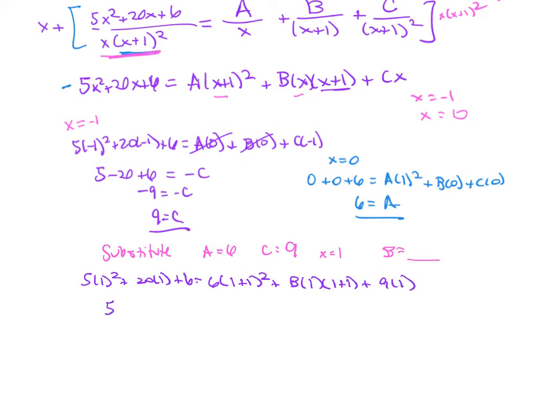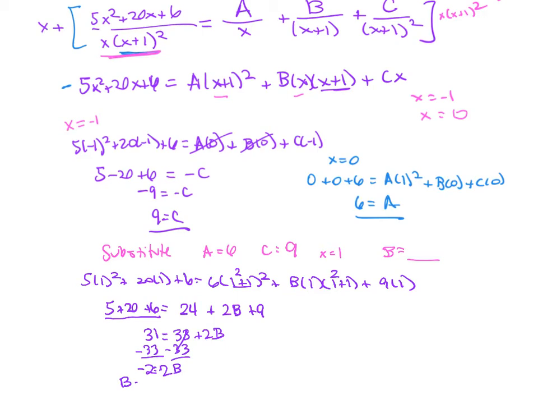Okay, so substituting everything that we know. So now this becomes 5 plus 20 plus 6 equals, 1 plus 1 is 2, 2 squared is 4, 6 times 4 is 24, plus 2b plus 9. So now this left side becomes 31 equals 24 plus 9 is 33 plus 2b. Subtract 33. We get negative 2 equals 2b, or b equals negative 1. So there's our last value.